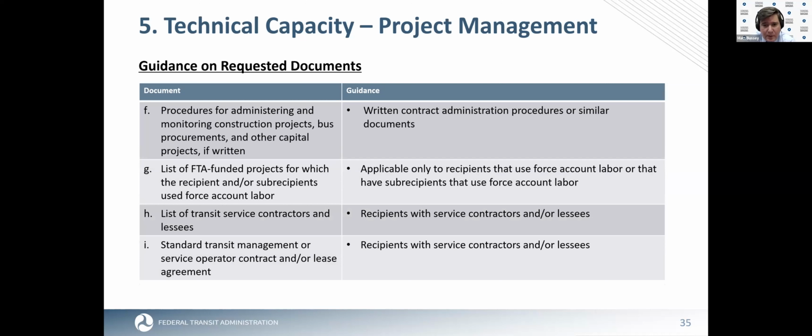Item F, procedures for administering and monitoring construction projects, bus procurements, and other capital projects if written. So any written contract administration procedures or similar documents, provide those to your reviewer.